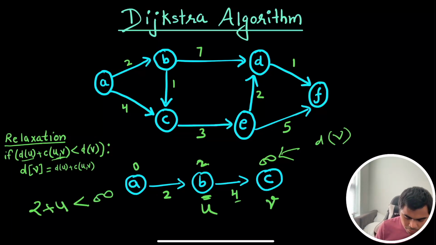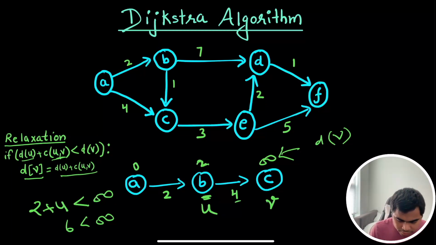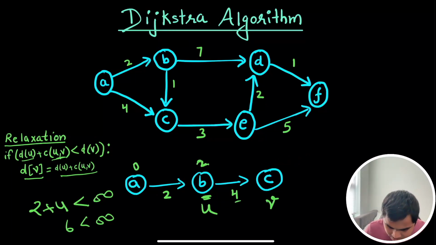So 2 plus 4 is less than infinity, which is 6 is less than infinity, then distance of V should be distance of U plus cost of this edge from U to B. So this infinity will be replaced by 6. Now we can understand how we have done this relaxation.